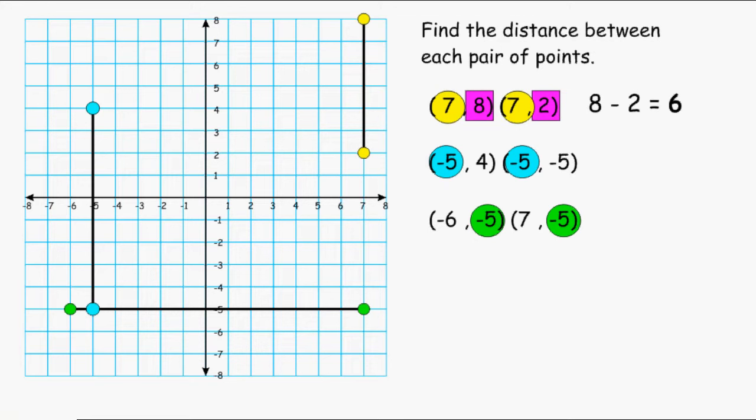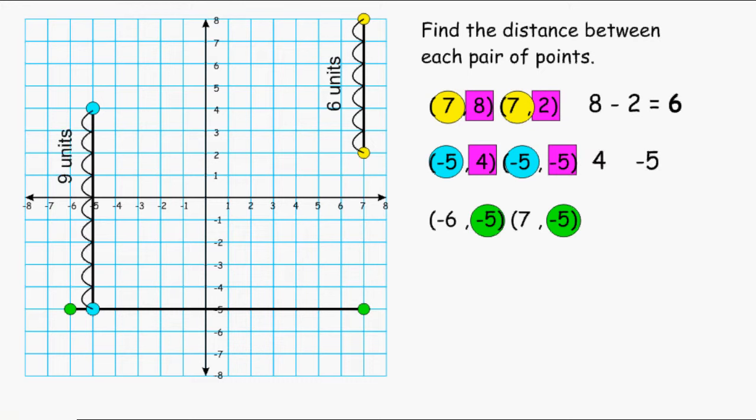Now, of course, we could just graph the points and physically count the distance between the points. However, it is convenient at times just to recognize when two points will form a vertical or a horizontal line and what its distance is by simply examining the two values that are different. Looking at the second pair of points, we can see that the x's are the same, so we must examine the y values to determine the distance. The y values of these two points are positive 4 and negative 5. Positive 4 and negative 5 are a distance of 9 away from each other. So the distance between the two points is 9.